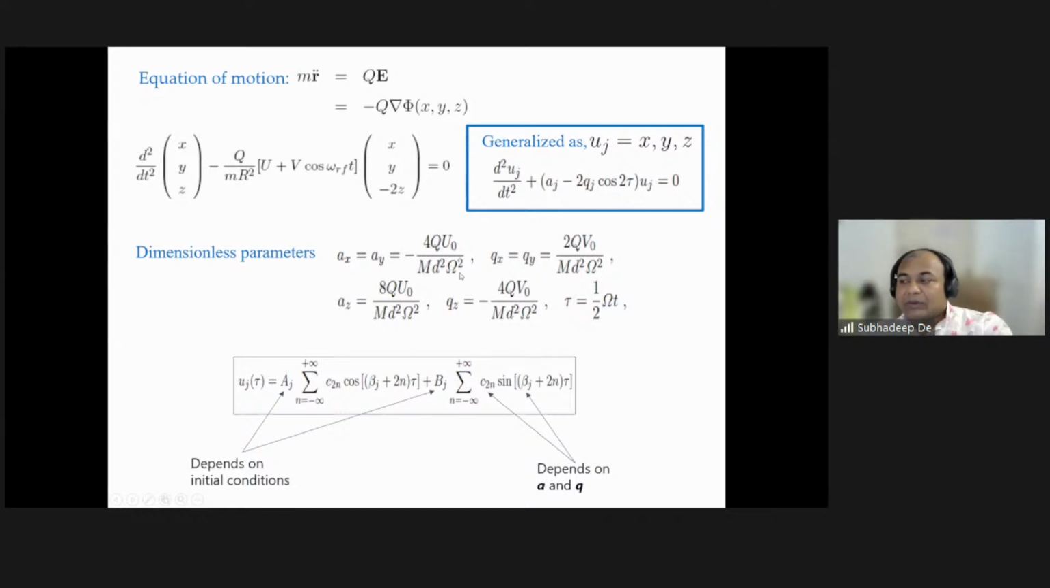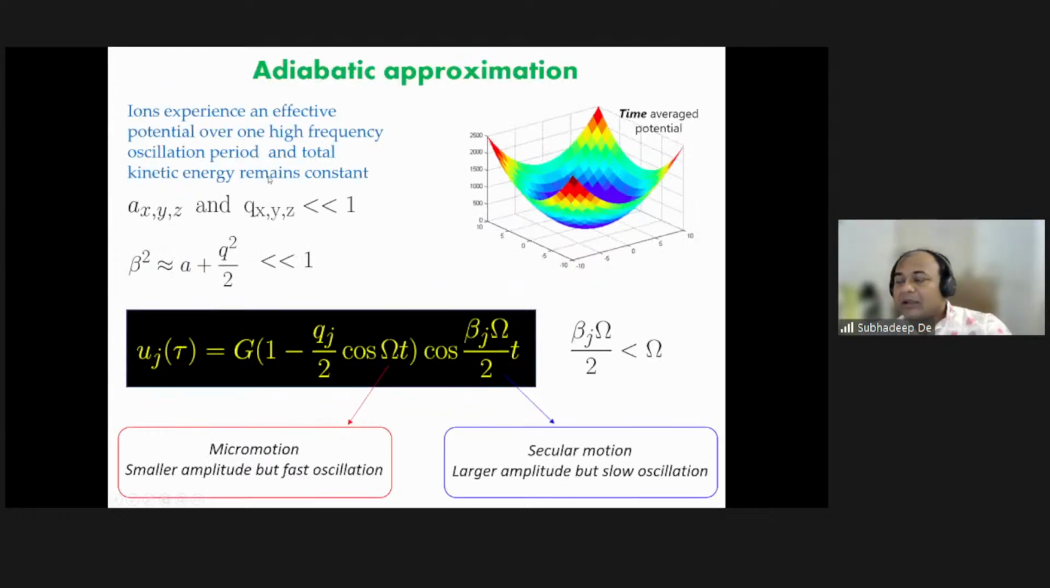And then if you do the mathematics, which we don't need to do at this moment, the solution will come in this form, where A and B are some constants, which depend on the initial condition of the trapping. And then it depends on this beta and these coefficients, where beta depends on basically these A and Q parameters. We'll come to that in the next slide.